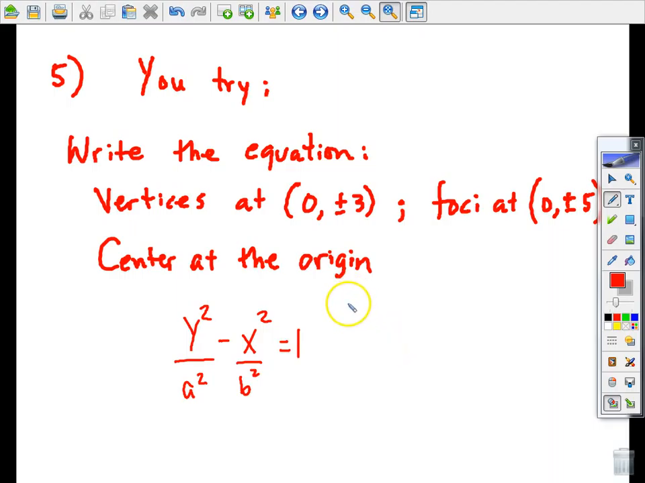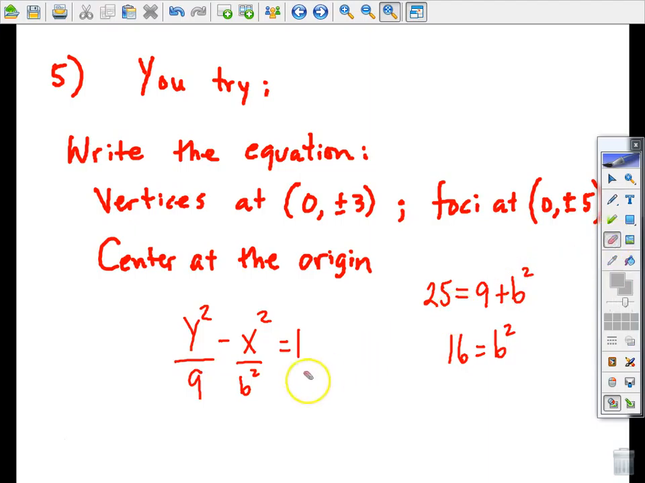All right, so what is the distance from the center to a focal point? In other words, what is c? 5. C is 5. What's c squared? Okay, c squared equals, and what's a? That's the distance from the center to a vertex. A is 3, so what's a squared? So then what's b squared? All right, and so we're about ready. A squared is 9. B squared is 16. We got this correct.